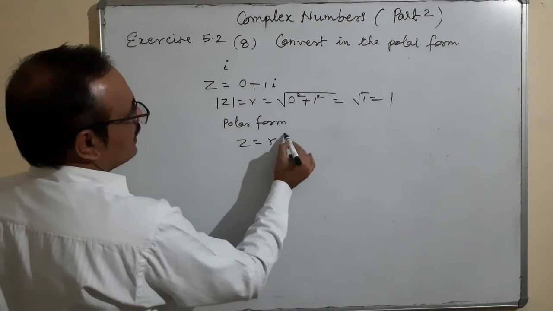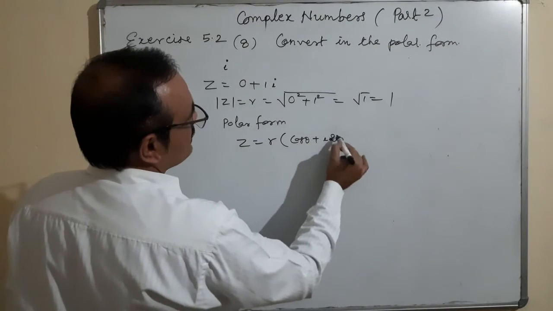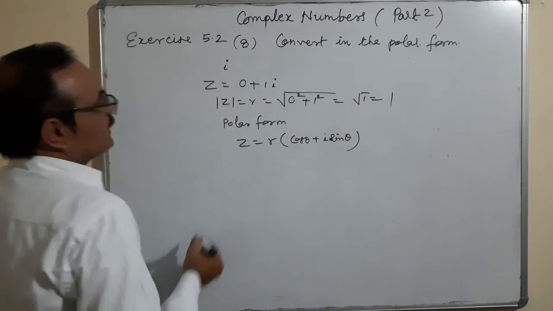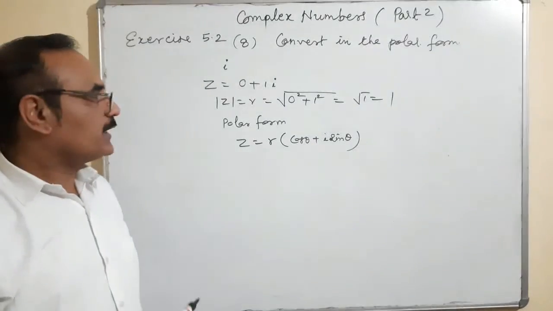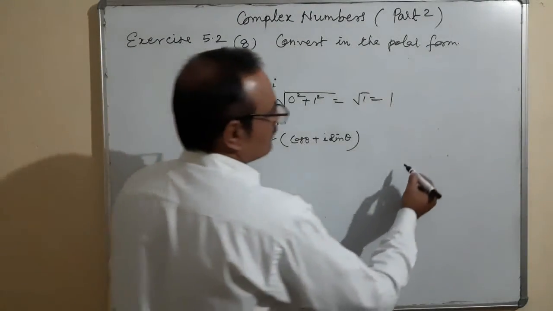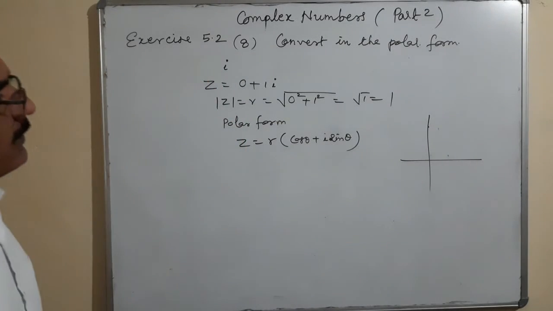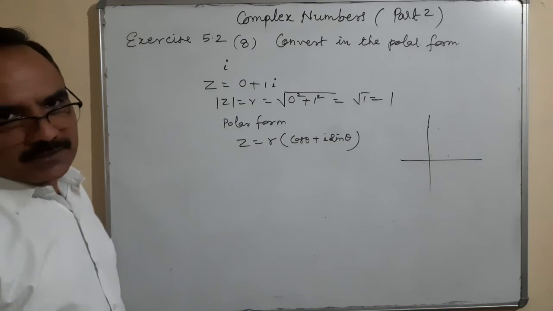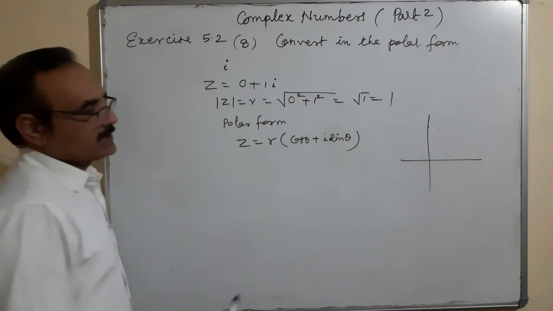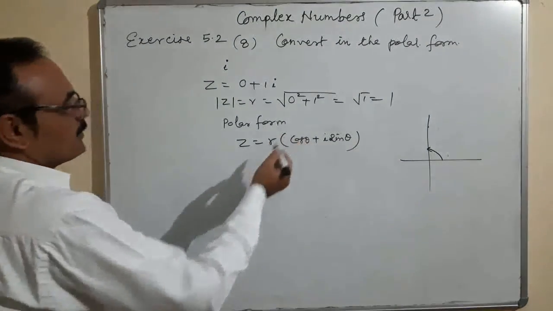Z is equal to r (cos theta plus i sin theta). Let us see, 0 plus i, in which quadrant is it coming? Only the imaginary part is there, no real part. So it is on the axis. Actually, it is on the imaginary axis. So the value is pi by 2. Simple.